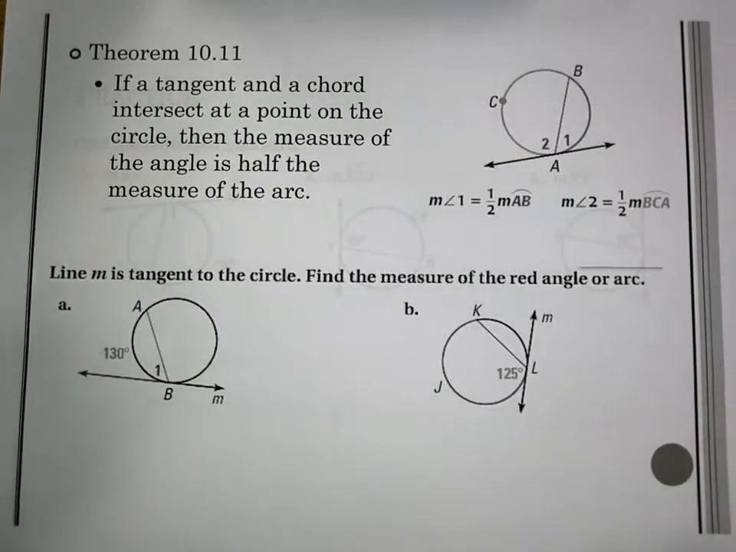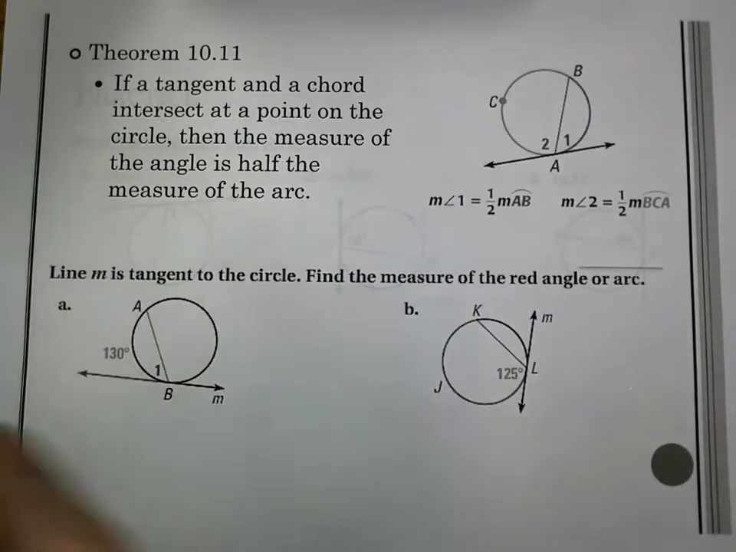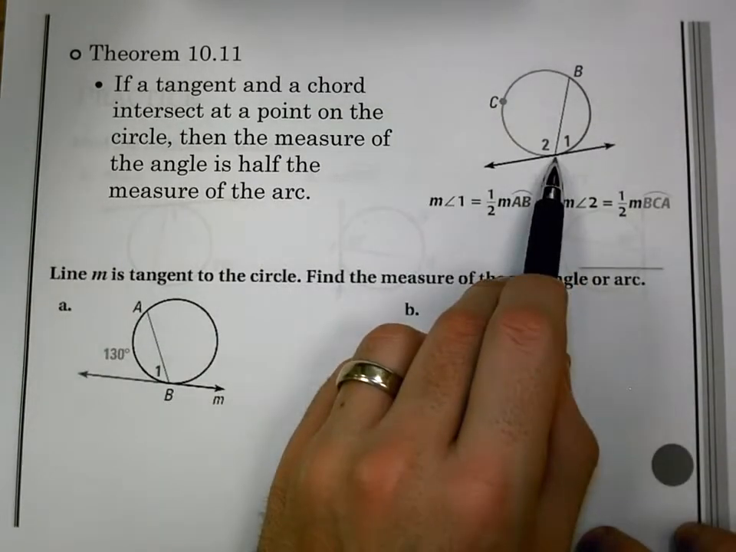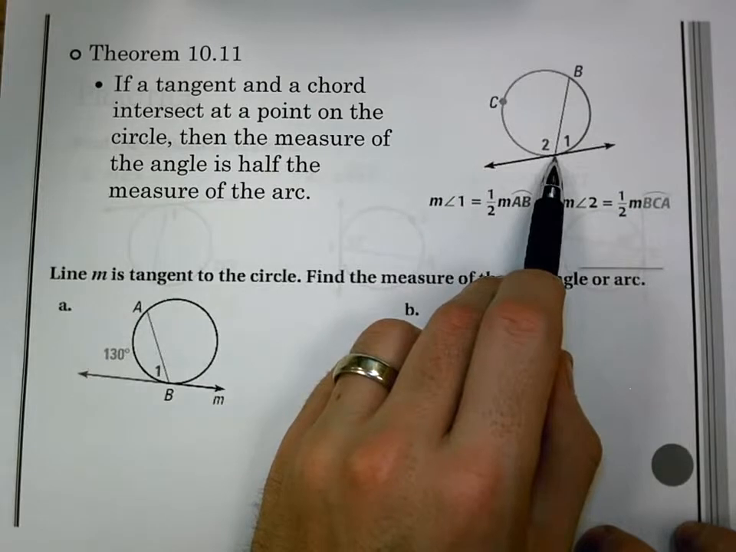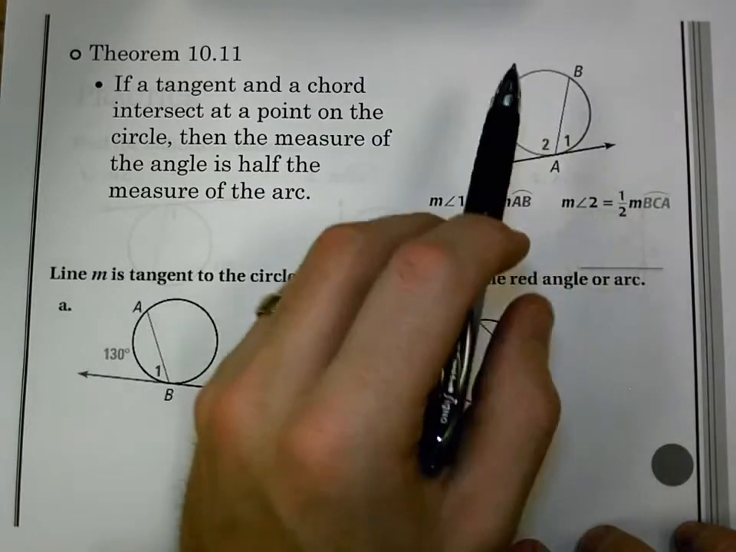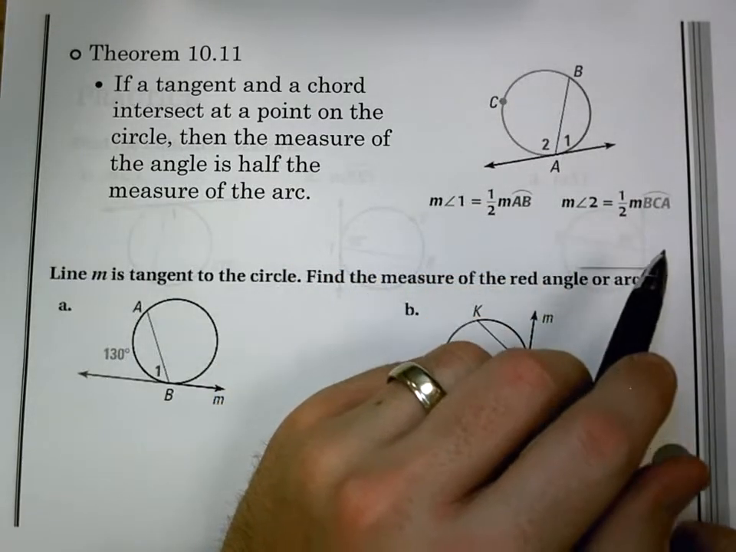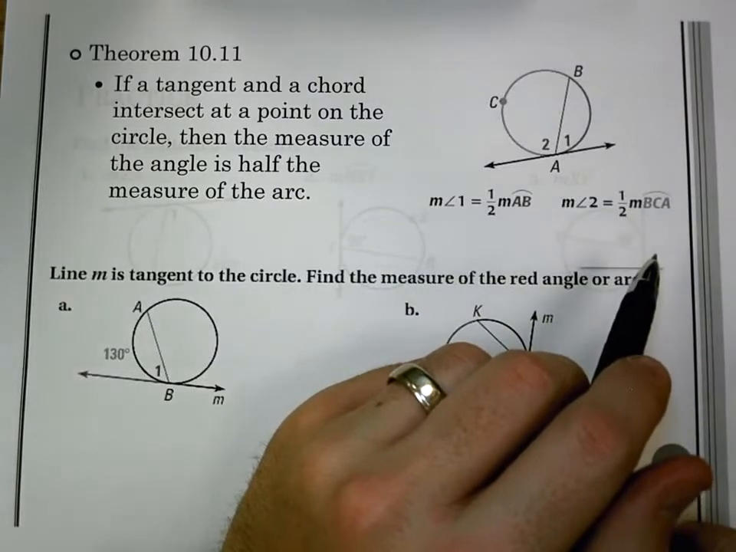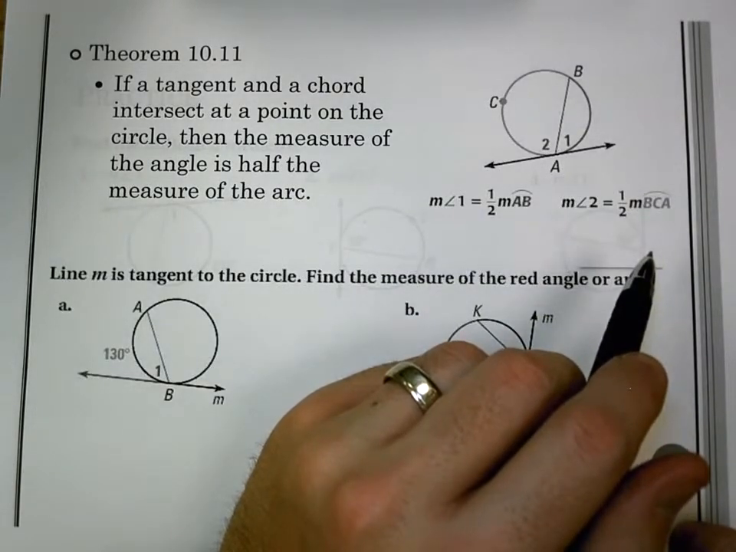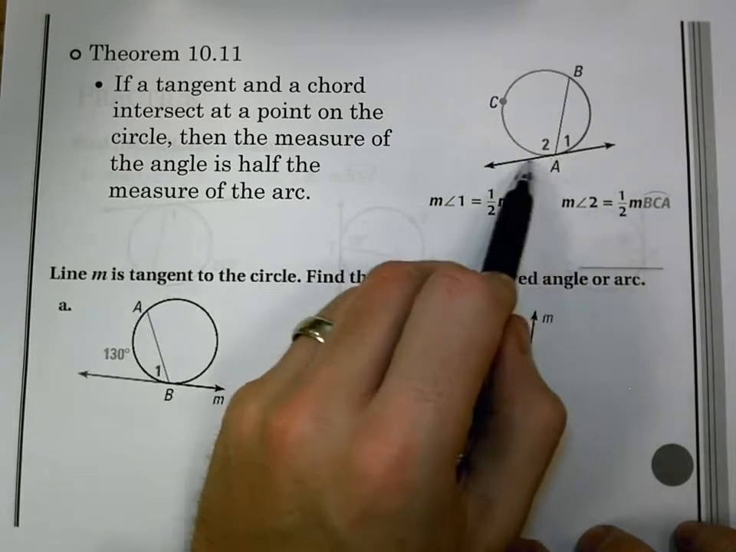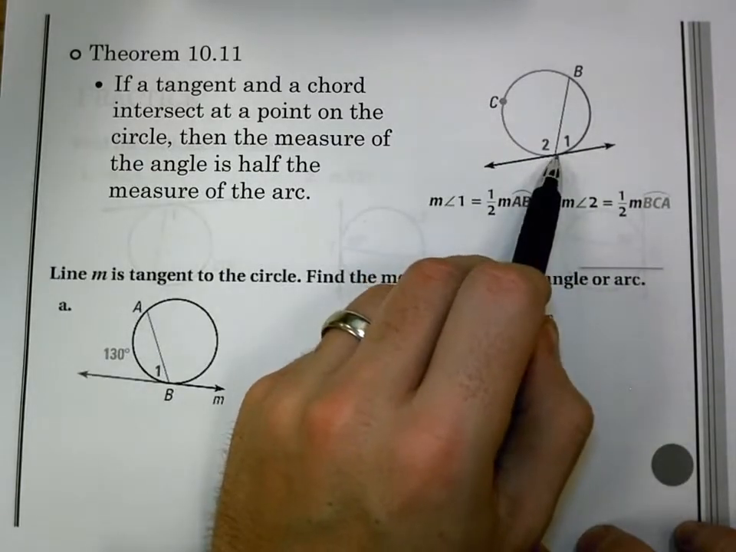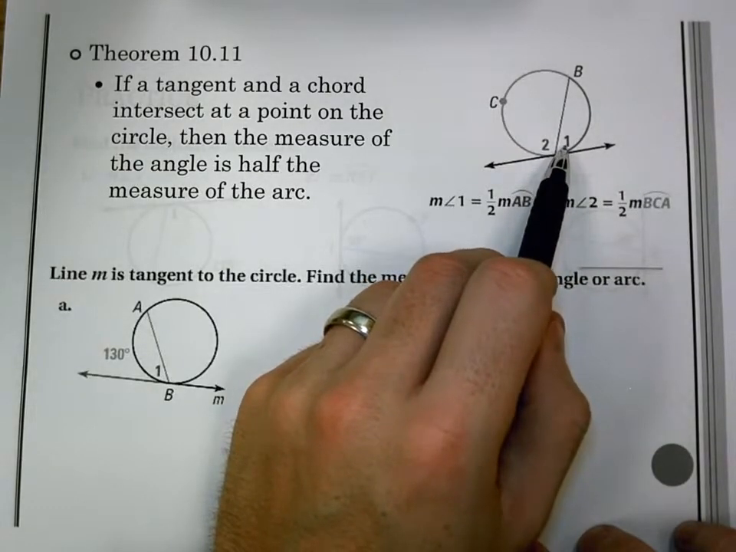The first one we have is theorem 10.11, which says if a tangent and a chord intersect at a point on the circle, that'd be at point A, then the measure of the angle is half the measure of the arc. We've talked about inscribed angles in section 10.4, and this follows the same idea. I have this tangent and this chord that meet here, and I get an angle. Let's look at angle 1.